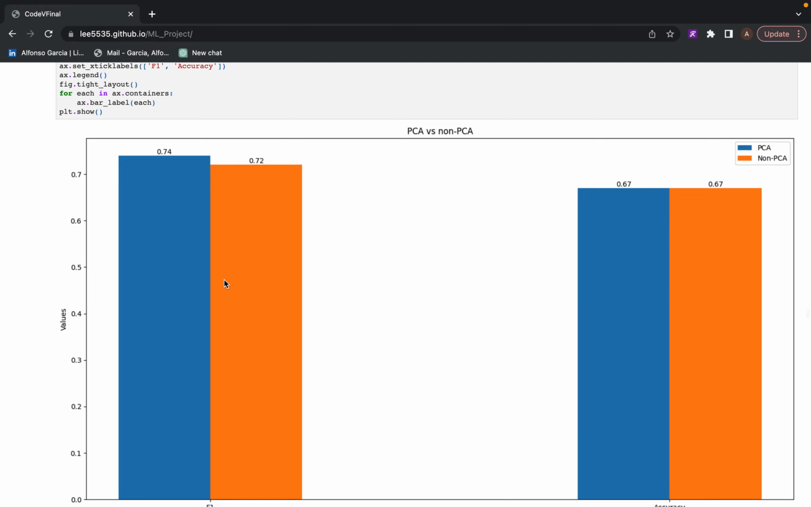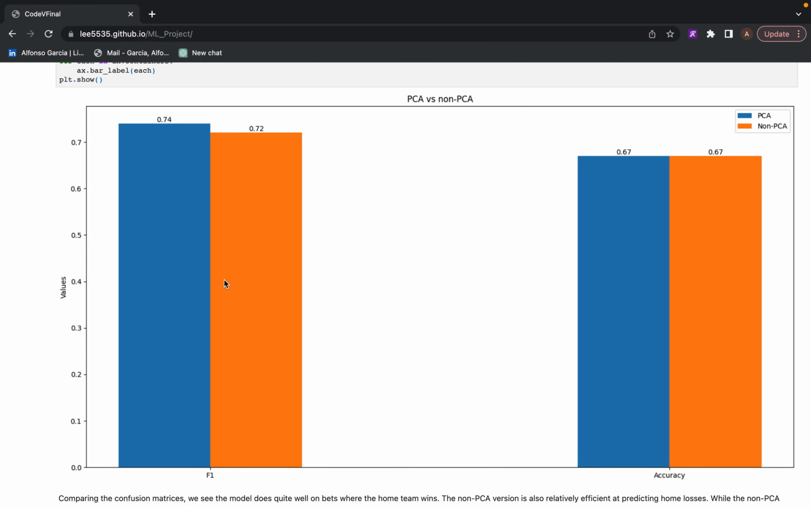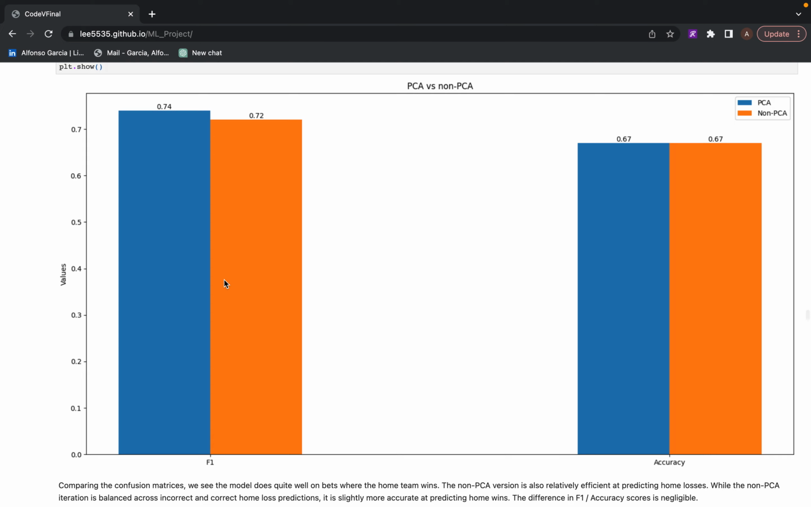And then lastly, looking at the F1 and the accuracy, these were relatively negligible as it relates to both of these models.